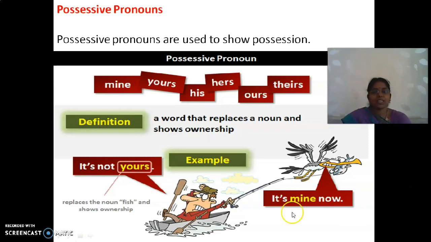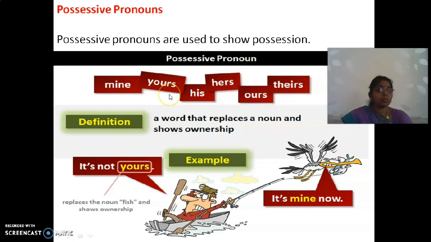So, mine is a possessive pronoun, right? Yours, mine. All these are examples of possessive pronouns. Example words are mine, yours, his, hers, ours and theirs, right? They end with s. Theirs, ours, hers, his, yours. All these end with s.